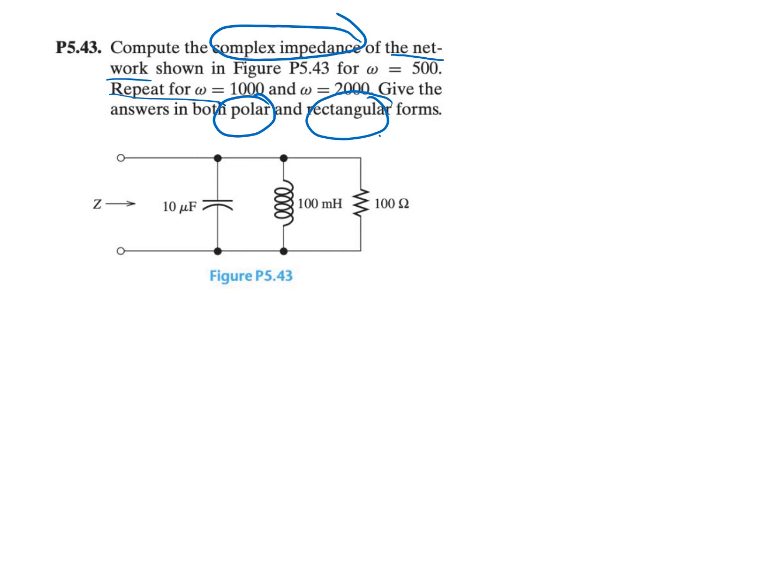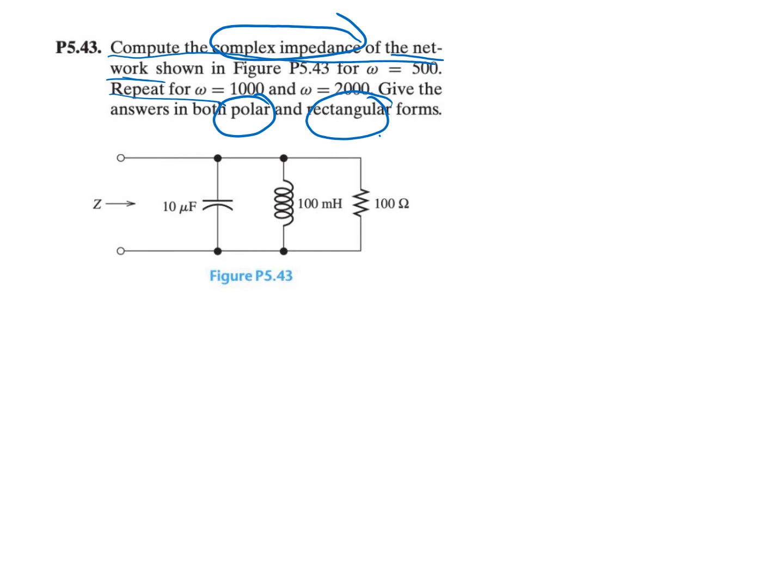In the past, we could only combine a network containing only inductors, or a network containing only capacitors, or a network containing only resistors. But now we have a network that contains all of these three types of elements. But if we can convert them into impedance, we can combine all of these three types of elements together. So now we need to compute the complex impedance of the network. So our first step is to convert everything into impedance.